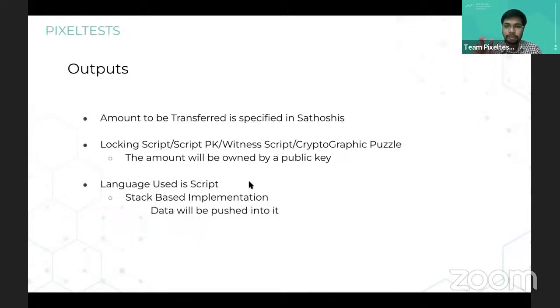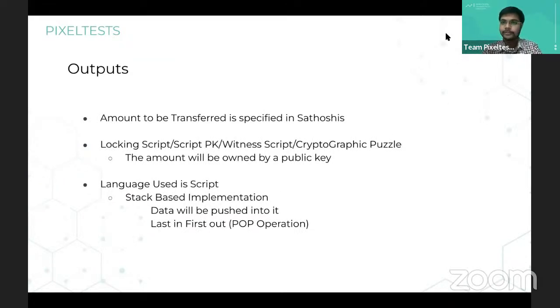This stack performs each operation, and all of the data in these locking scripts, the public key script, or the transaction amount, is pushed into the stack or popped out of the stack. This is called last in, first out, or the pop operation.